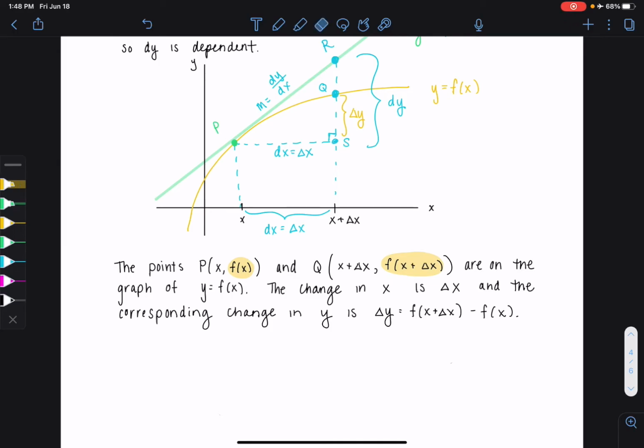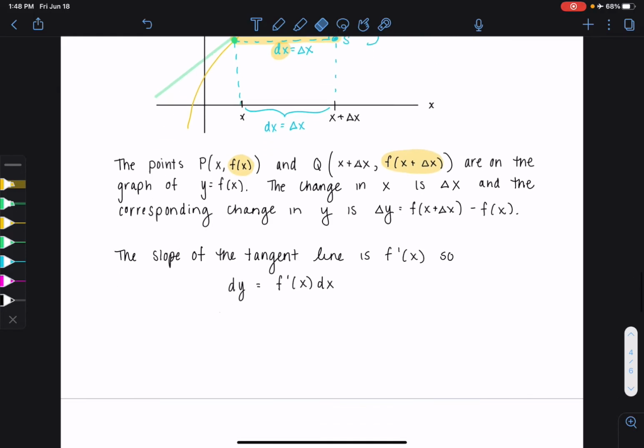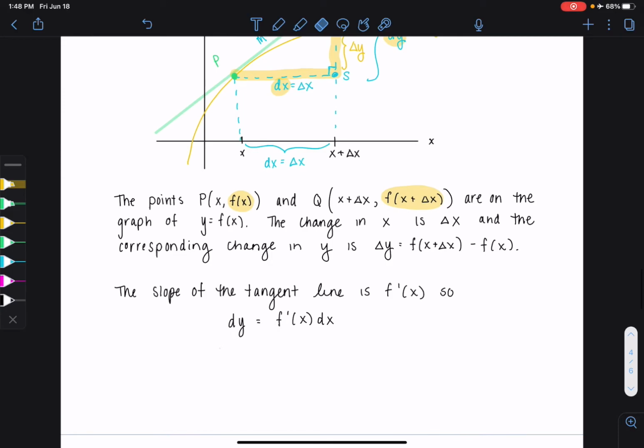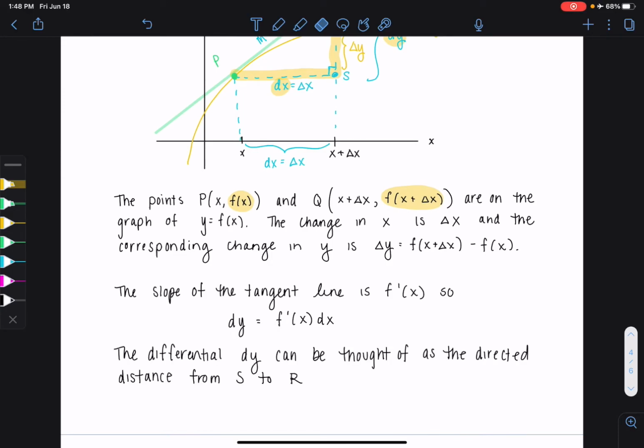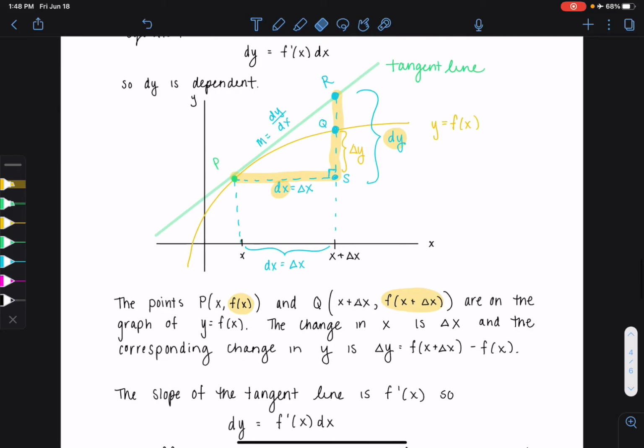The slope of our tangent line is f prime of x. So our change in the tangent line is the change in y over the change in x, which is dy over dx. So just rearranging things, dy is f prime of x dx. So basically, this differential dy can be thought of as the directed distance from S to R. So what is that distance to that tangent line?